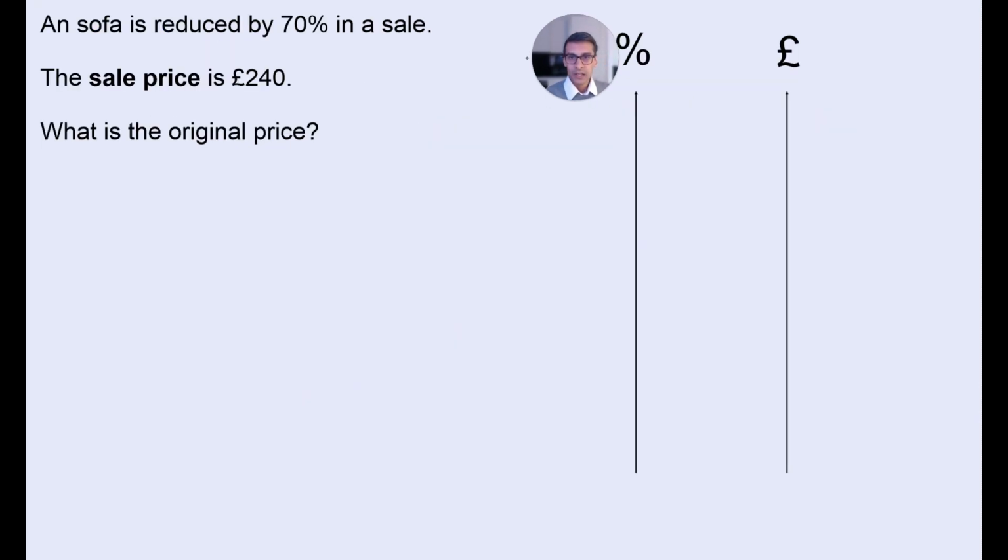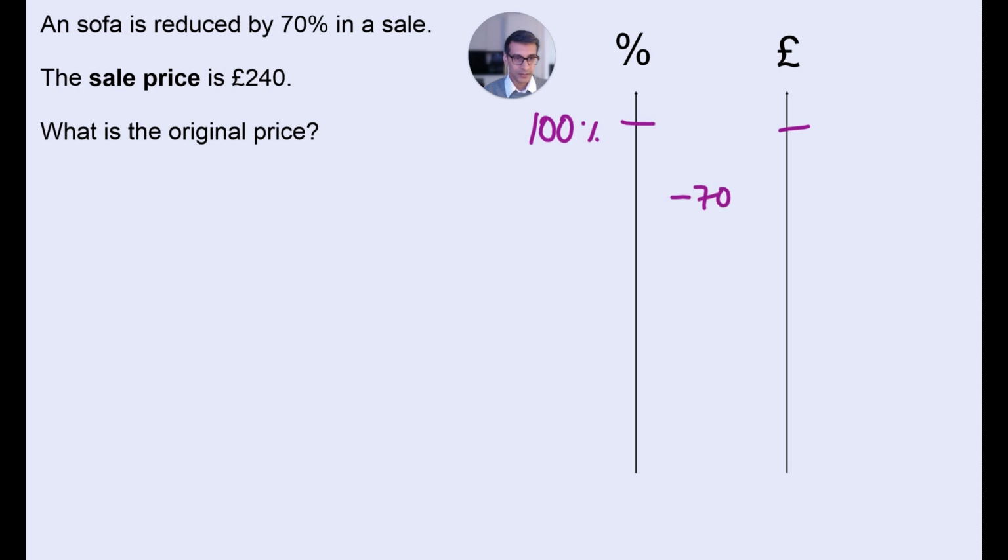Alright, next question. A sofa is reduced by 70% in a sale. The sale price is £240. What's the original price? Pause the video and have a go. Okay, my turn. Pause again if you need more time. So we know that 100% is the original price. The sale price is £240, and that's a 70% reduction, so minus 70%. So you go from 100 down to 30%. It's a big discount. So that sale price is £240.